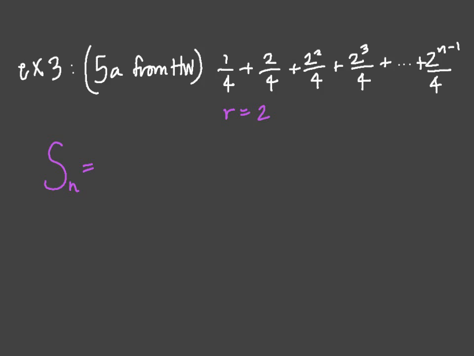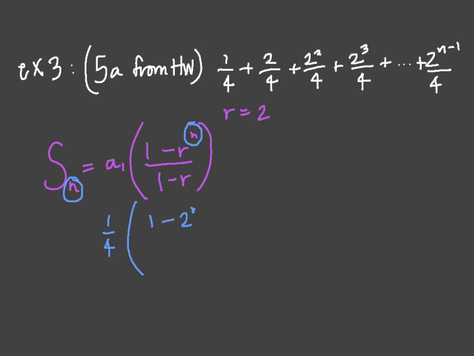So keep in mind that S sub n is a sub 1 times 1 minus r to the n over 1 minus r, where r is 2. And if we knew n, like in the first example I did, we would put n in. But since we don't know n, we're going to leave it because we just want a general formula. Okay, so let's start plugging in things that we do know. So we know that a sub 1 is 1/4. And we know 1 minus 2, because r is 2, to the n, over 1 minus 2.